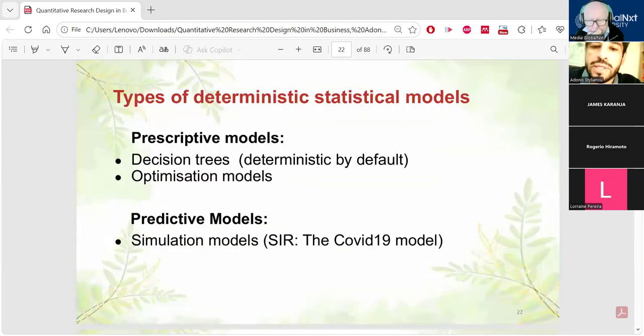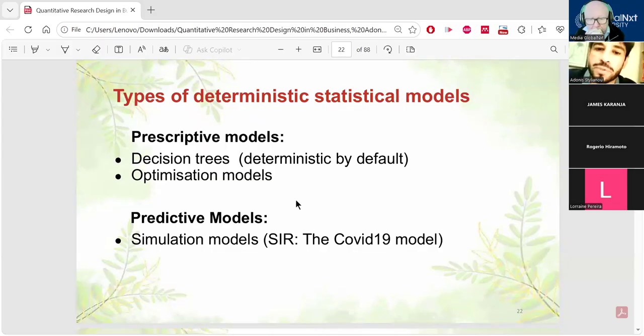Okay, another example of prescriptive models in the deterministic category are the decision trees and the optimization models. The simulation model is the SIR I just mentioned here, but the decision trees and the optimization models, although they are really important, you can see they are restrictive, but still in business research, we can use them to actually inform the second stage of the process.